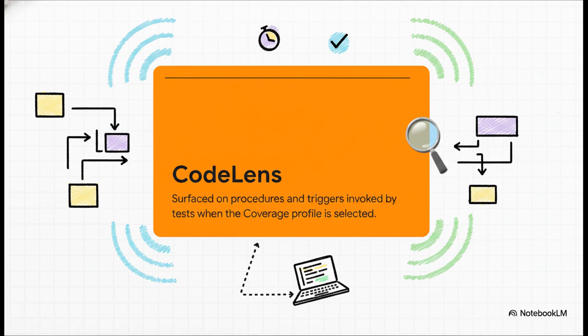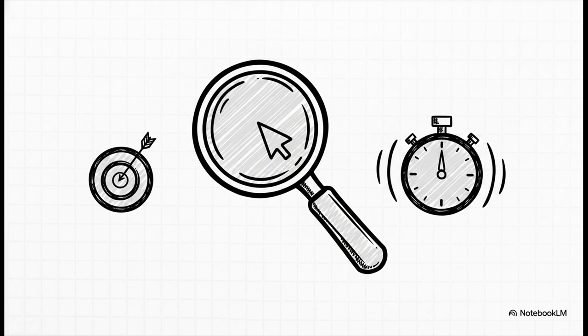I want you to think of Code Lens as your development radar. It pops up directly above your relevant procedures and triggers right in the editor, showing you the vital connection between your source code and the tests that just ran. So, the absolutely crucial point here is this. Click the lens. When you make a change to a procedure, you do not need to run the entire test suite. You just click that new code lens and the IDE will intelligently execute only the specific tests that covered that exact procedure or trigger.